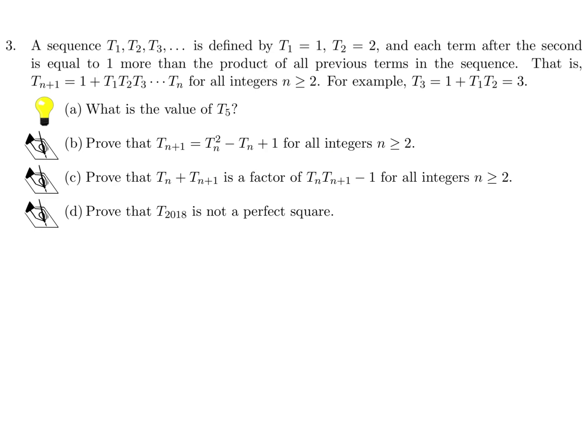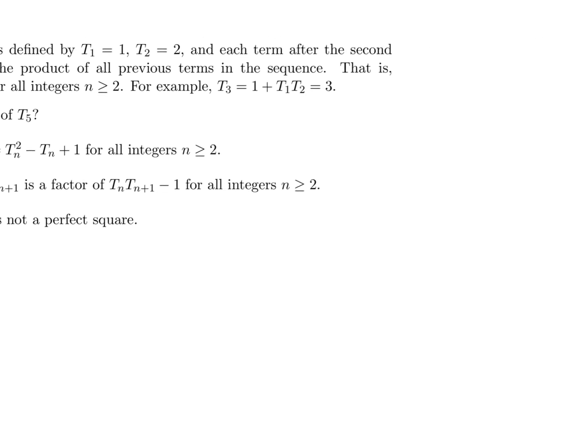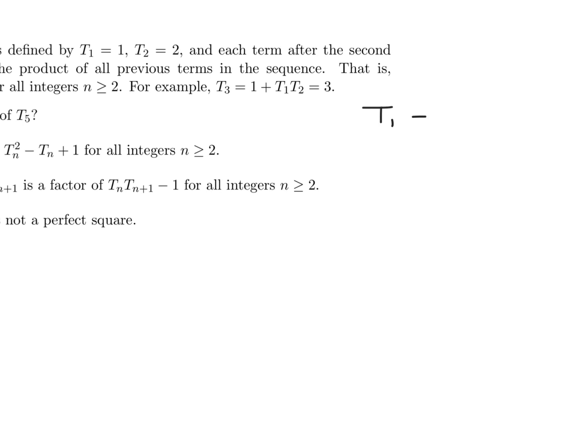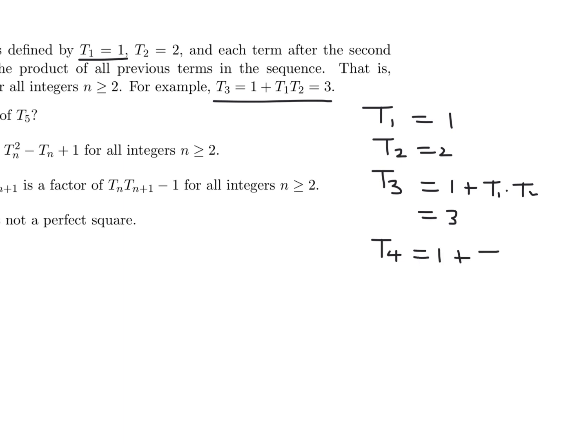Okay, so let's go through this here. Let's calculate this guy. T1 is 1, right? They gave me that there. T2 is 2. Okay, great. So t3, according to their formula, would be 1 plus t1 times t2. So that is 3. And they already gave you that one. So let's just keep going. T4 would be 1 plus t1 times t2 times t3, which looks to me like 7. T5 is going to be 1 plus t1 times t2 times t3 times t4, which looks to me like 6 times 7 is 42. 42 plus 1, 43.